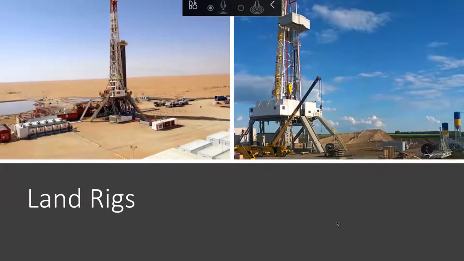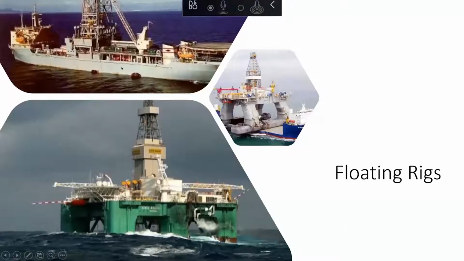And for the floating rigs, the first one is a drill ship, and the other two are semi-submersibles. The semi-submersible and drill ships are mostly used to drill in medium to deep water operations, and some even in ultra deep water operations.